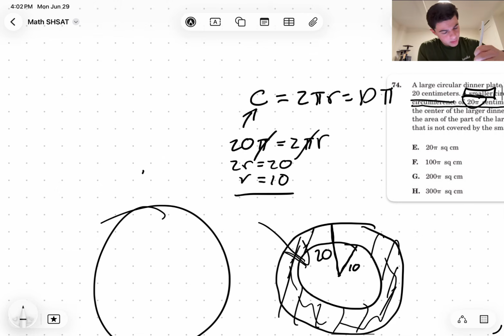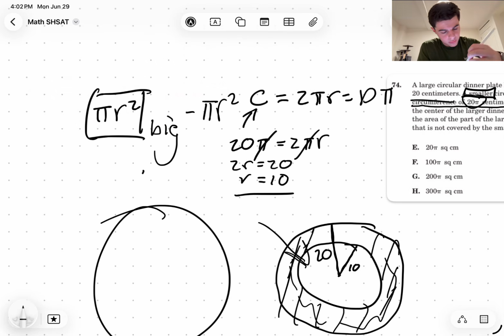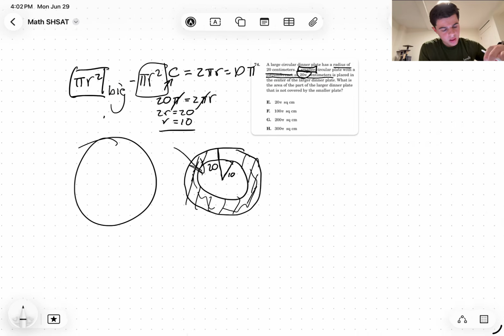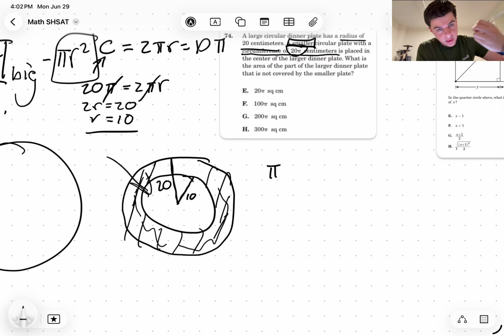So we're gonna do pi r squared of the big one, right? So we're gonna say pi r squared big minus pi r squared small, right? So that's what we have to do. So now the pi is a constant. R of the big one is 20, so pi r squared, right? Minus pi of the small one, which is the same thing, times r squared. R is 10, right? So what's 20 squared?